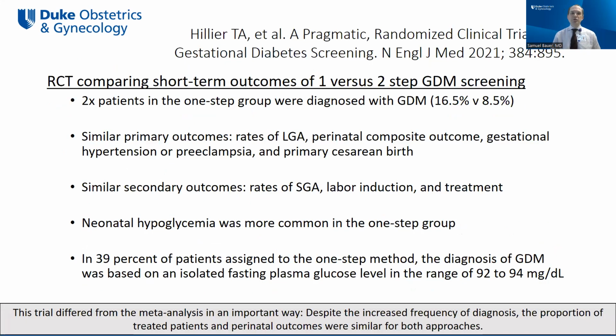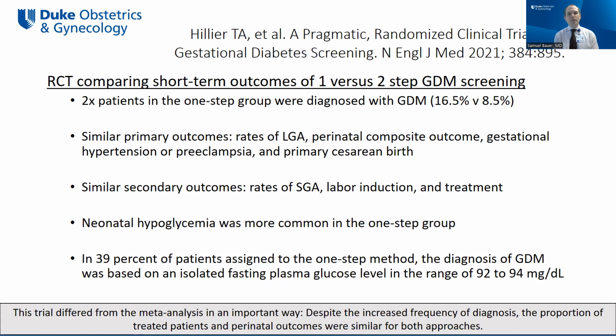This is compared to an RCT that compared short-term outcomes of 1 versus 2-step screening for gestational diabetes. That was published in the New England Journal last year. This looked at nearly 24,000 patients, and the findings are here on the screen. So there was twice as many patients in the one-step group that were diagnosed, so had more diagnoses. But from an outcome perspective, they were similar.